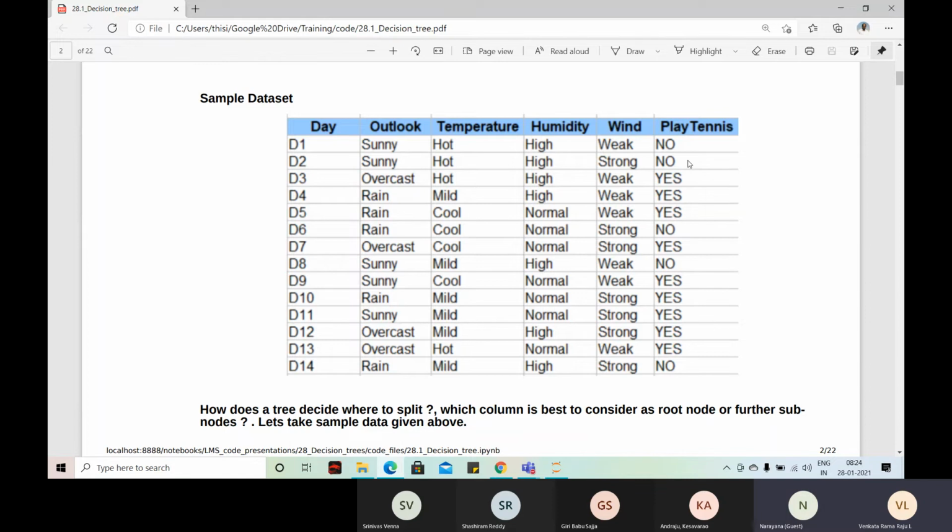Can you tell me? 1, 2, 3, 4, 5. 5 by 14, sir. 5 by 14 is for probability of no. 1 minus 5 by 14 is going to be probability of yes. So total probability is going to be 1. Probability of no plus probability of yes is equal to 1. So that is probability. And probability of yes is going to be 1, 2, 3, 4, 5, 6, 7, 8, 9 divided by 14, when there is no condition.